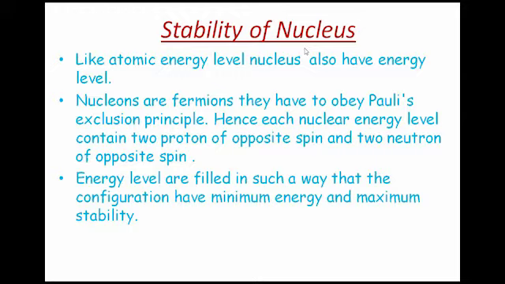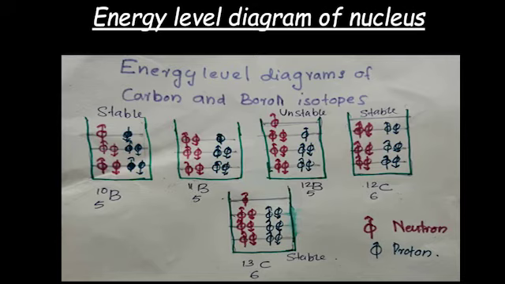So energy levels are filled in such a way that the configuration has minimum energy and maximum stability. The particles occupy the energy levels in order to attain minimum energy and maximum stability. Let us examine the energy level diagram of carbon and boron isotopes.